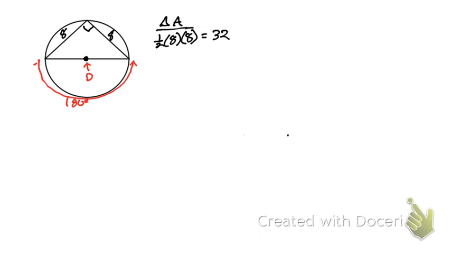And that's not going to be a hard length to find because it's just 8 squared plus 8 squared equals d squared. And then you have to find your r value, which is just d divided by 2.